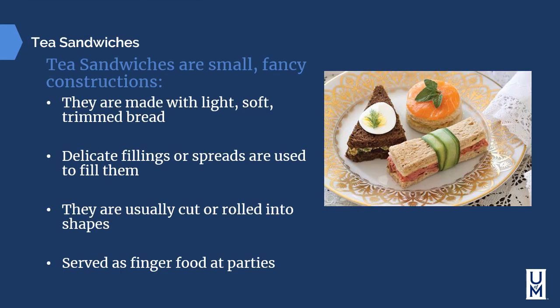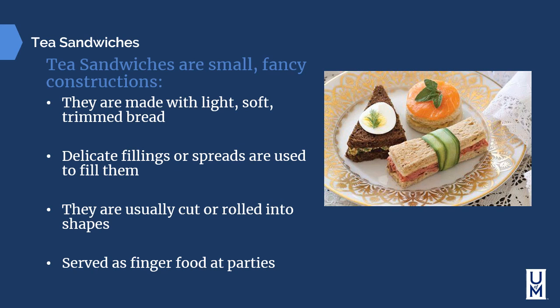Tea sandwiches are small, fancy constructions. They're made with light, soft trimmed bread, typically nice light white bread or rye bread or pumpernickel. They have delicate fillings or spreads. They're usually cut or rolled into different shapes, and this goes back to the tradition of finger sandwiches or small 1 to 2 bite sandwiches. To keep things interesting, shapes make things a little less monotonous on the plate.